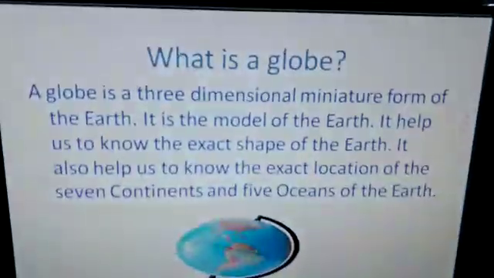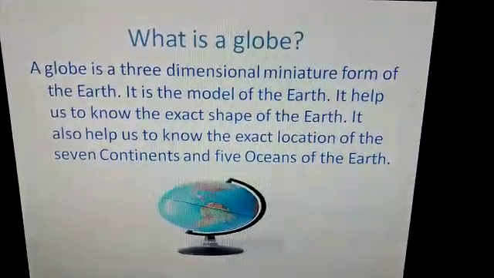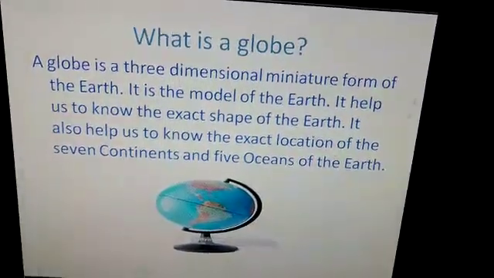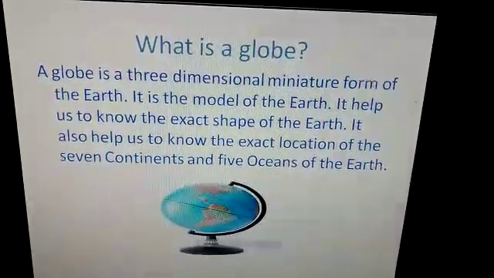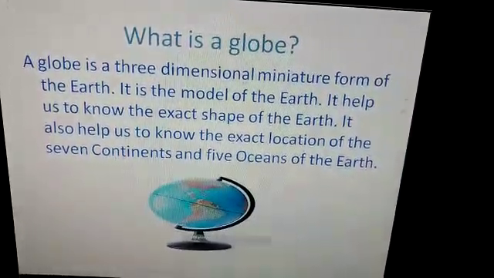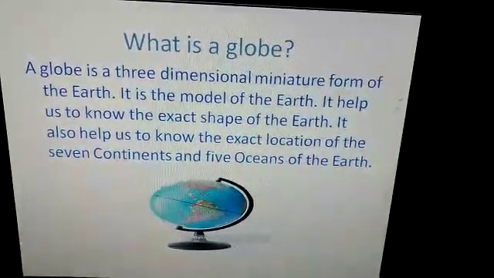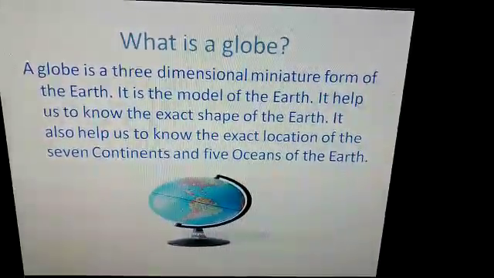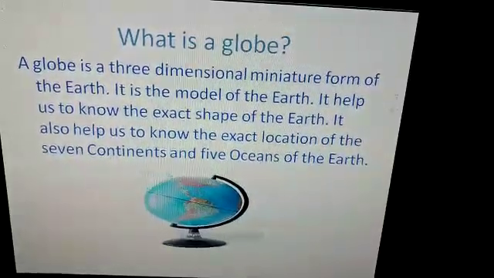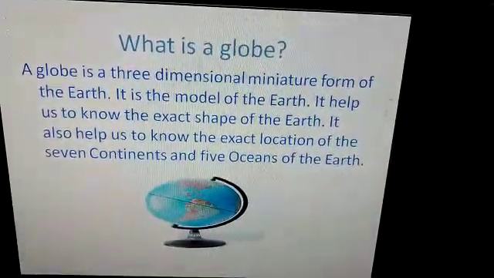So what is a globe? A globe is a 3-dimensional miniature form of the earth. It is also known as a model of the earth. It helps us to know the exact shape of the earth also. It also helps us to know the exact location of the 7 continents and 5 oceans of the earth.